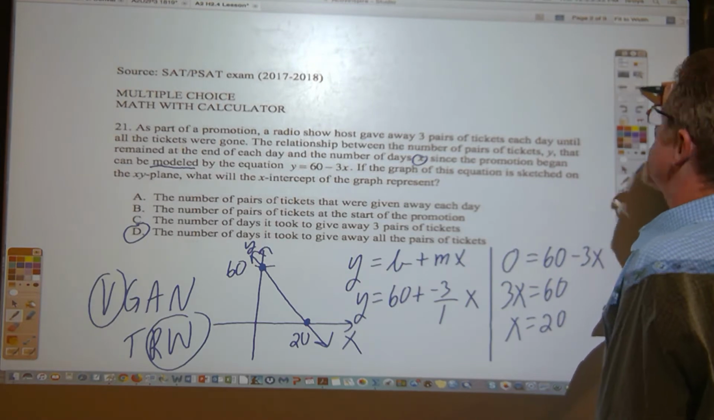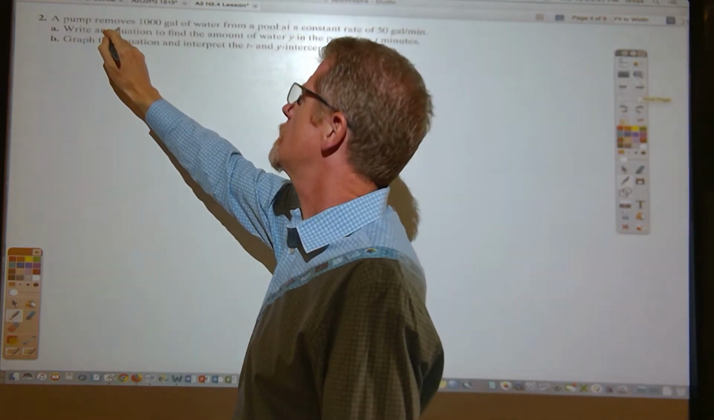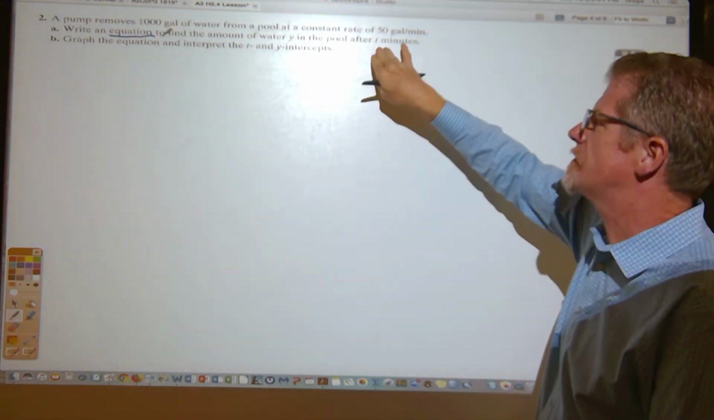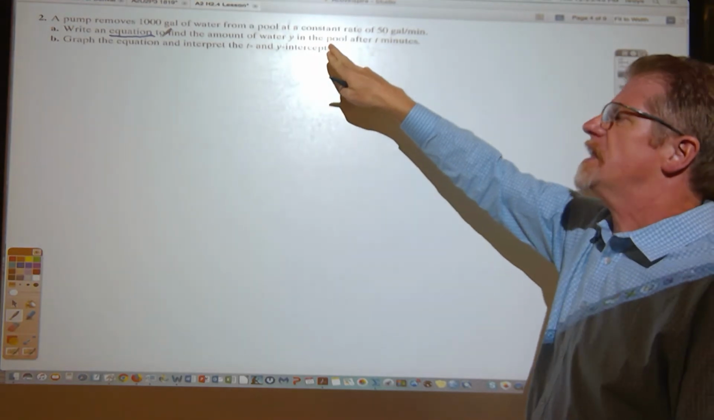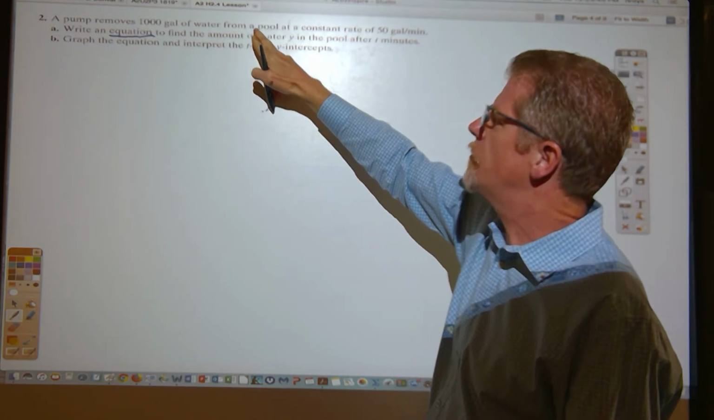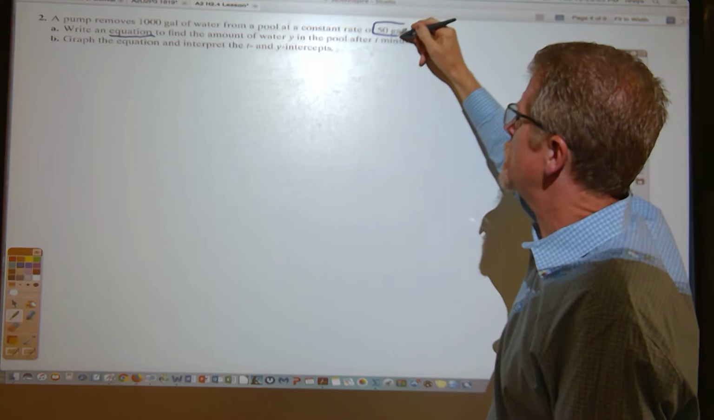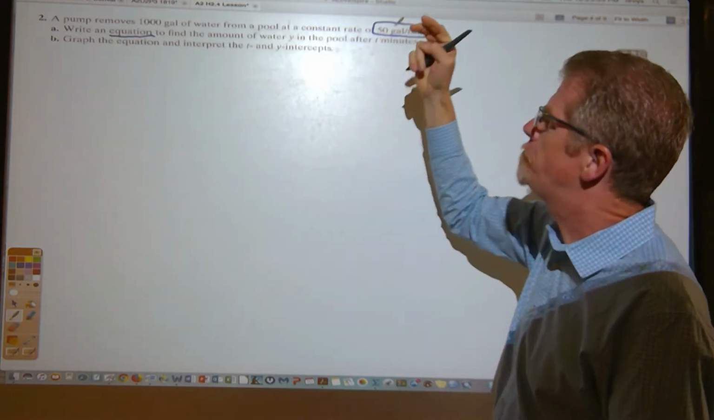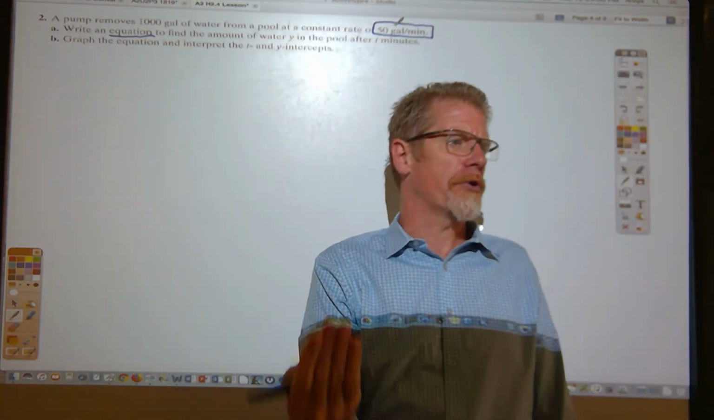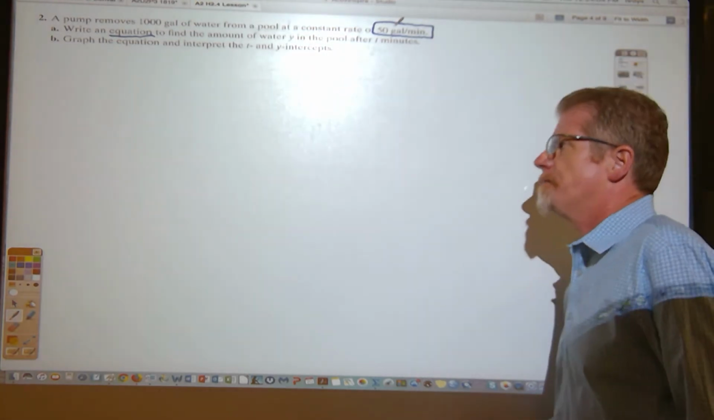And so let's take a look at this situation. We're expected to write a model. We have to be creative. We're going to write an equation to find the amount of water in the pool after t minutes. So let's finish reading the givens. A pump is taking out 1,000 gallons of water from a pool at a constant rate. So instead of giving tickets away at 3 pairs of tickets per day, we are pumping water out of the pool at 50 gallons per minute. So they're giving us a slope. They're giving us a rate of change.